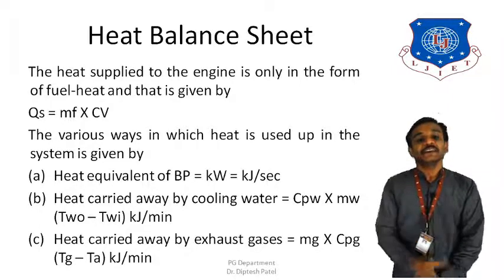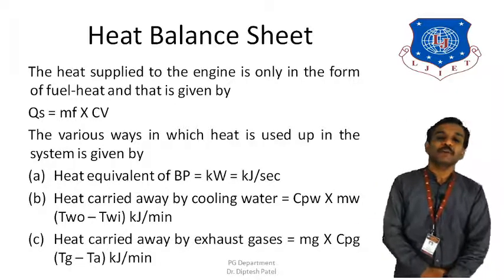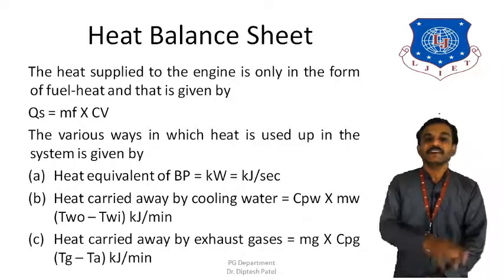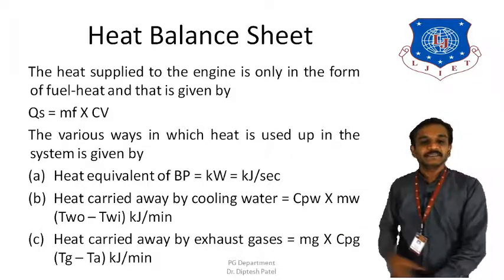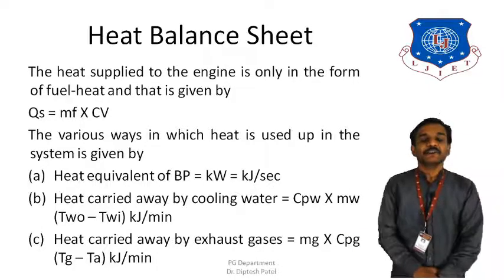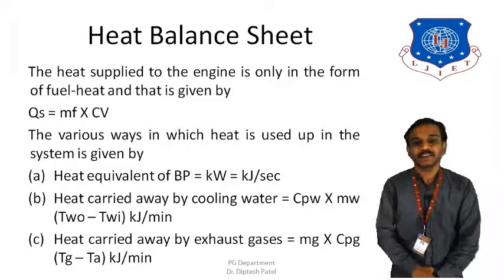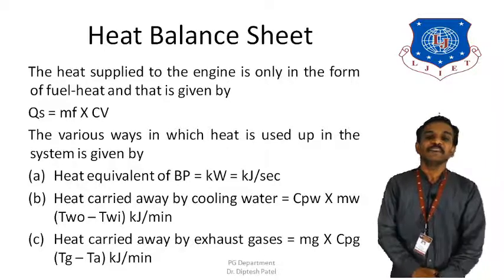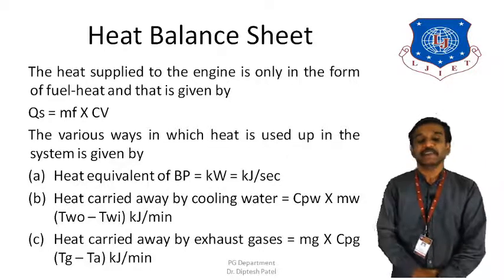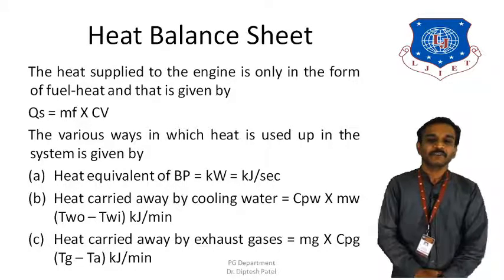Now here, heat that is being used up, right? On the other hand, we need to put the amount of heat that is being used up by the various components. So the first one is heat equivalent of brake power. Here we need to calculate the brake power, and the simple formula is 2 pi N T divided by 60. You can use this formula to calculate the brake power if these variables are known, right? So this is how you can calculate the heat equivalent to brake power.